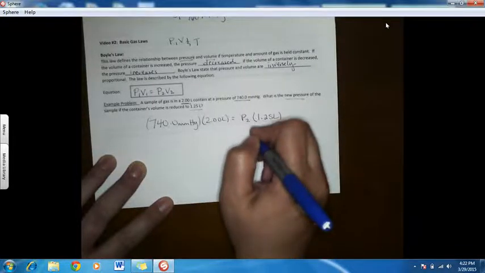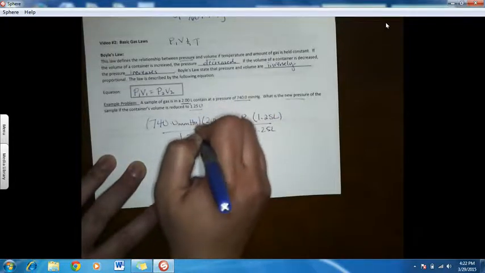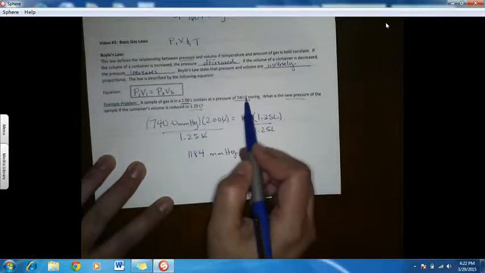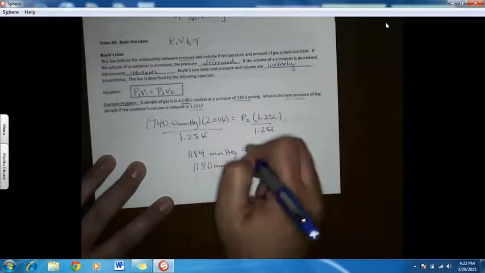So we'll know whether or not our answer makes sense based on knowing that relationship. And so to solve for P2, of course, we would divide by 1.25 liters. And since liters on top and bottom would cancel, that leaves us with our millimeters of mercury. And so we multiply 740 times 2, and we divide by 1.25, and we get 1184 millimeters of mercury. Now we have 3 significant figures here and 4 significant figures there, and 3 here, and so we need to round our answer to 3, so that would be 1180 millimeters of mercury for our final answer.